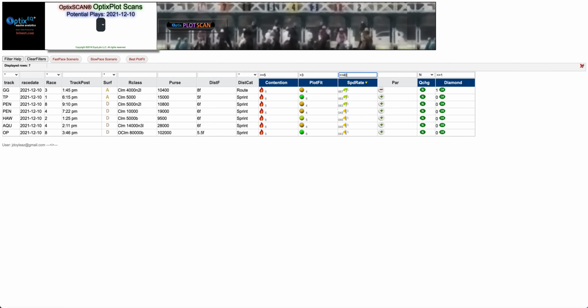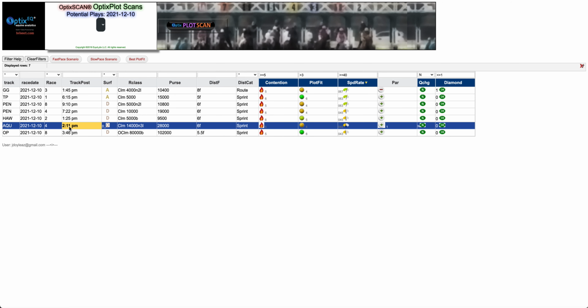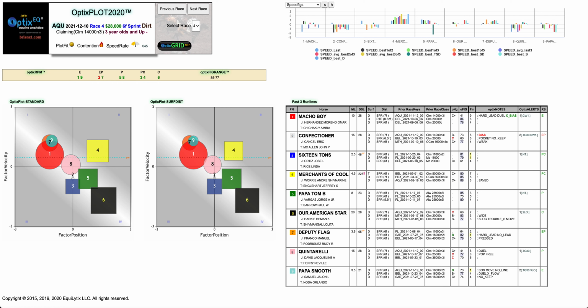So these are a subset of races that look like they might fall apart and favor late pace, squares, and so forth. But what you have to do is dig in on each one of them. You see this race comes up, Aqueduct Race 4 on Friday. So I'm going to go into this race and take a look at the plot.